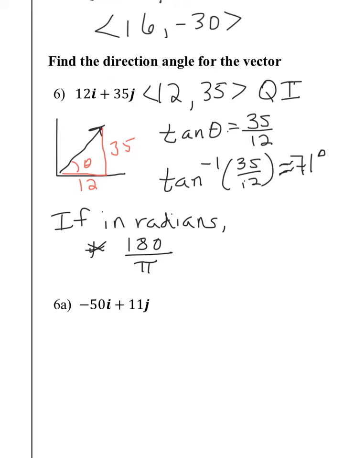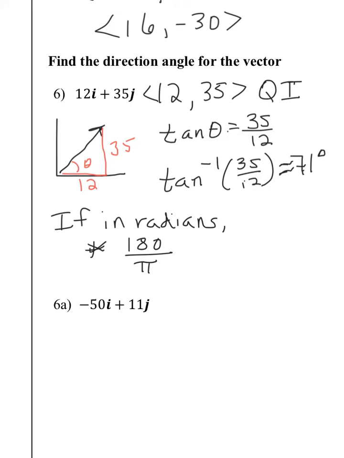Okay, so for problem 6a, we have to find the direction angle for the vector. So what I've drawn here for you is the first quadrant of a coordinate plane, and I've put in 12 for the x value and 35 for the y value. That gives us this vector right here. This would be our vector. And since it's in quadrant 1, we don't have to worry about reference angles, but we're going to look at that in the next problem.